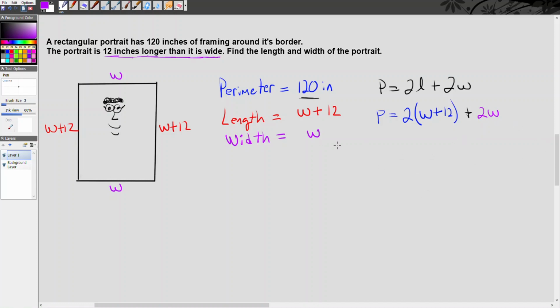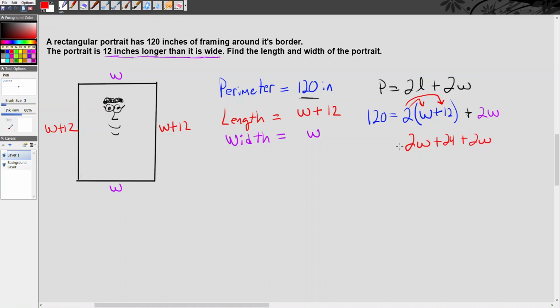And so now we can go ahead and work this equation out and figure out what's going on here. So first thing, we don't need this P because we know what P is. P is 120. Let's go ahead and erase that, and let's put 120 in there because we already know what that is. Now, let's work this entire thing out and solve our equation. Of course, first we need to distribute. So what's 2 times W? That is 2W. And then secondly, 2 times positive 12. That is 24.